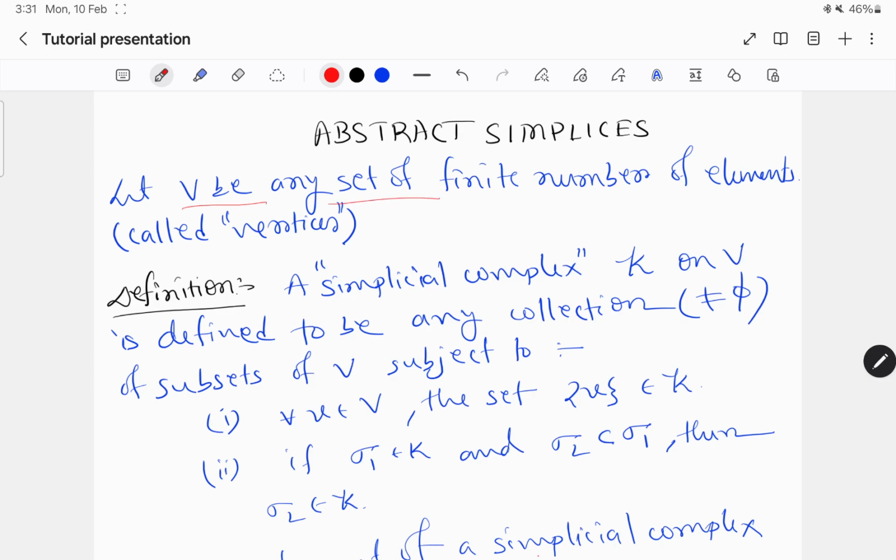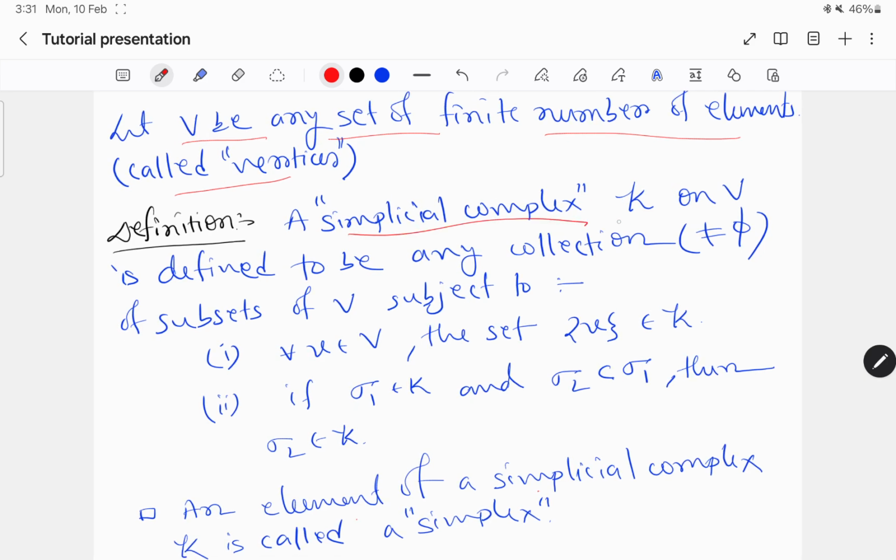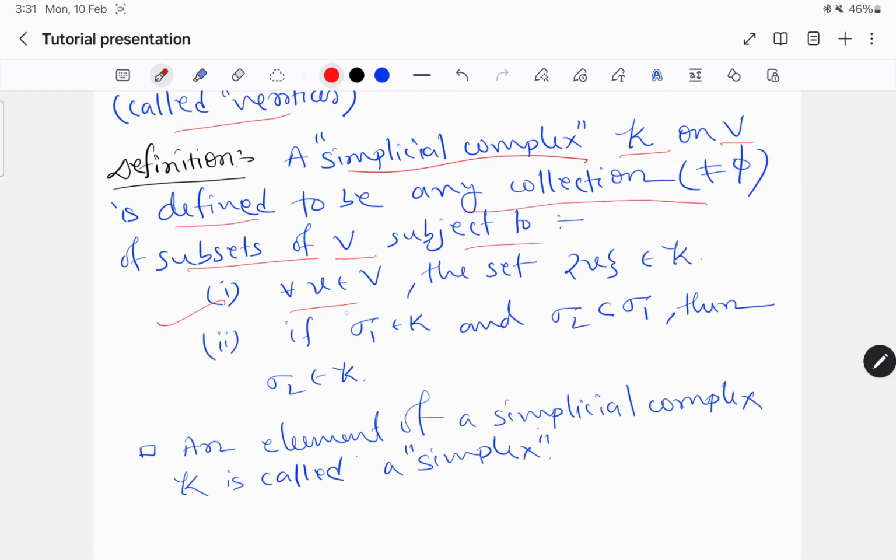Let V be any set with a finite number of elements; we will call this the set of vertices. Those elements will be called the vertices. A simplicial complex K on V is a non-empty collection of subsets of V which satisfies two conditions. One, for any small v in V, the set {v} has to be in the collection. Two, if sigma 1 belongs to K and sigma 2 is a subset of sigma 1, then sigma 2 also has to be inside K. The elements of a simplicial complex are called simplexes. So a simplicial complex is nothing but a collection of simplexes.